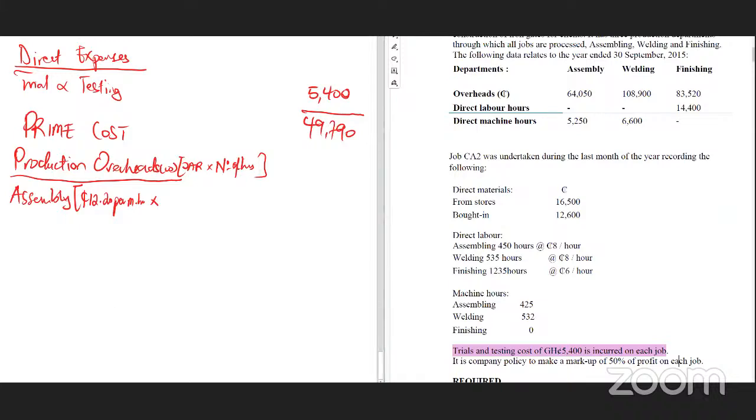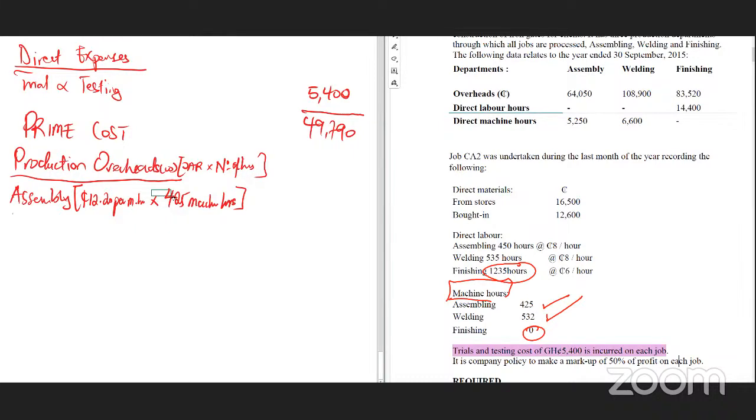You go to the question and you see that when it comes to machine hours, assembly uses 425. Welding uses 532. Finishing has none; it actually uses labor hours. So in that case, I come here. This one, 12 cedis, 20 pesos, uses what? 425 machine hours, right? Because it's per machine hour, it should be the machine hours. So it uses 425 machine hours.